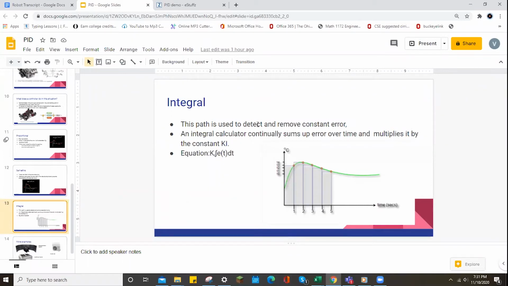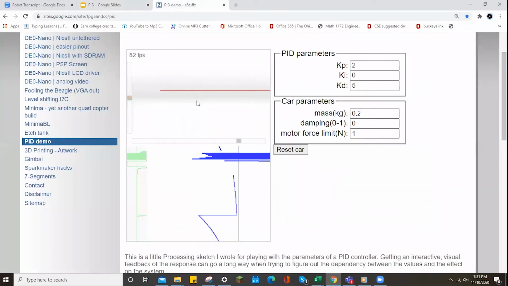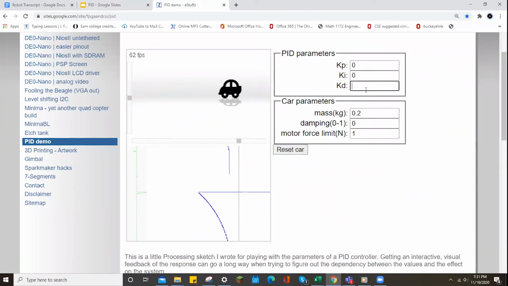You don't really usually use the I controller by itself. Normally you use it in accordance with the P controller, or you use a PID controller. So if we were to try a P and then a KI here, we could see that and introduce a constant error, which would be this tilt.